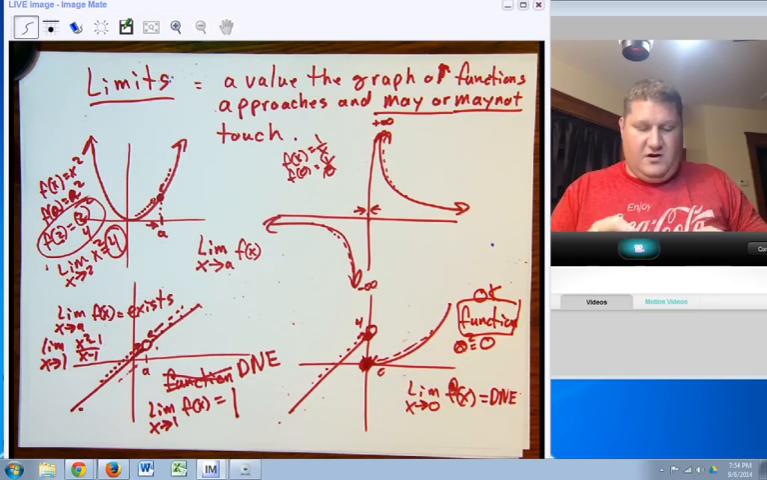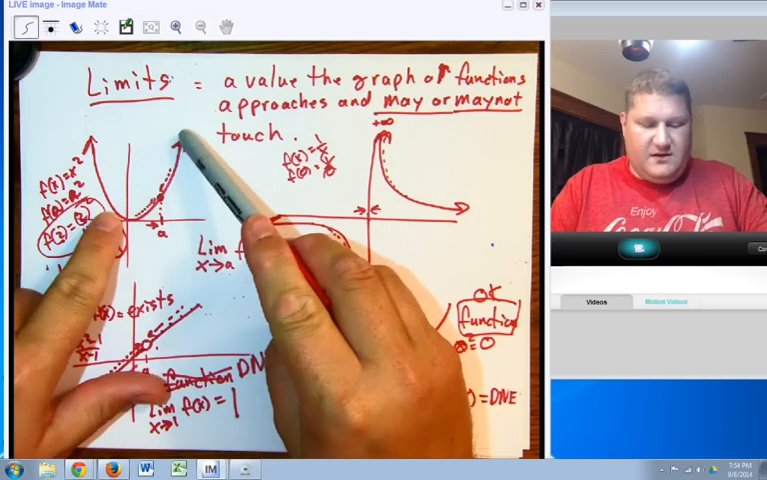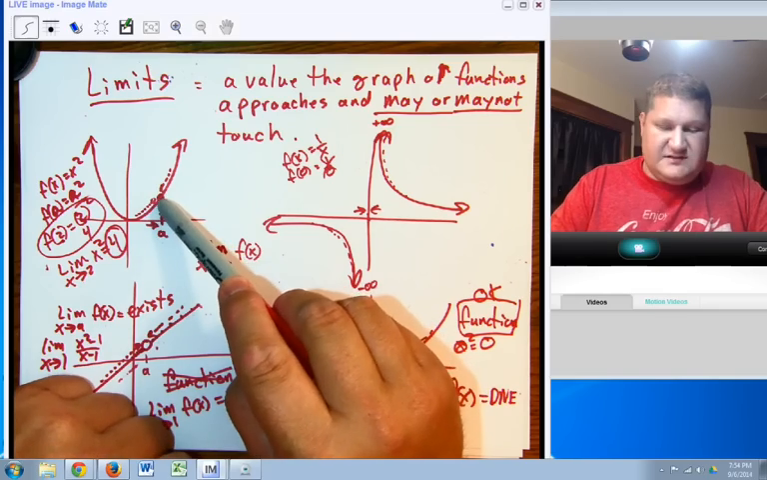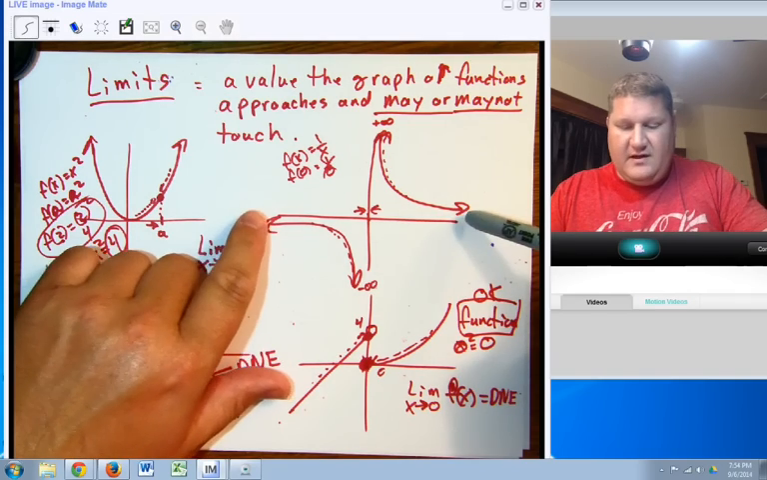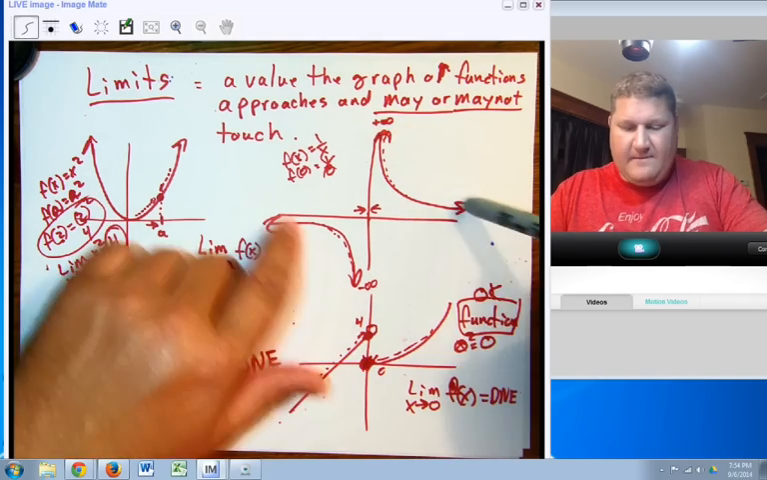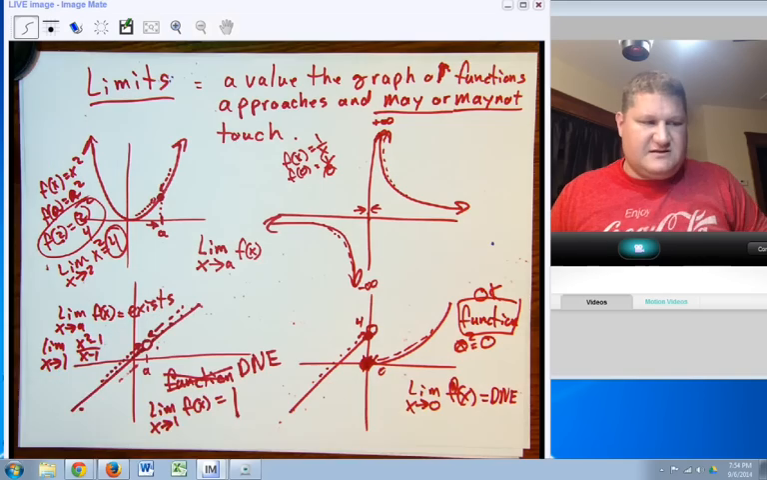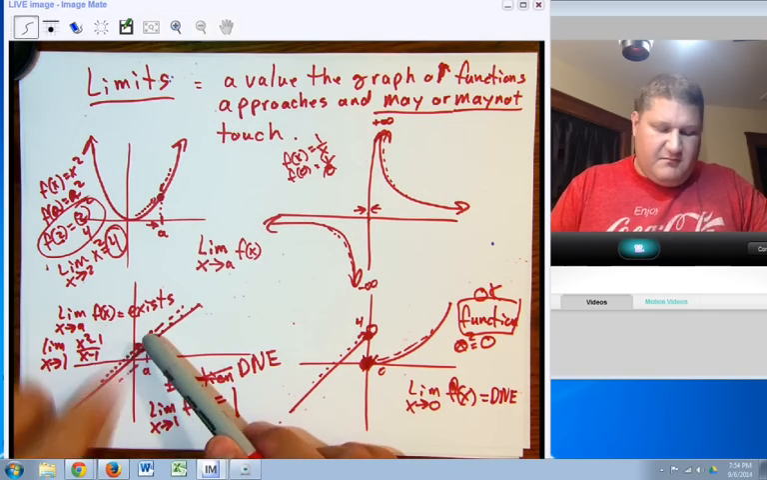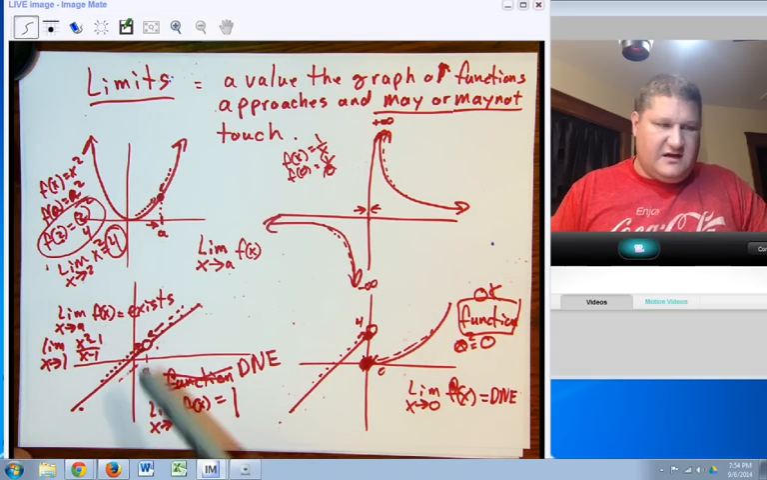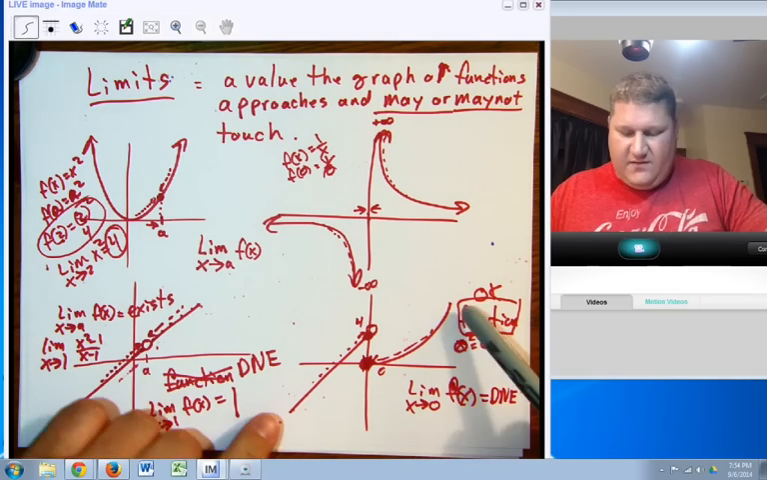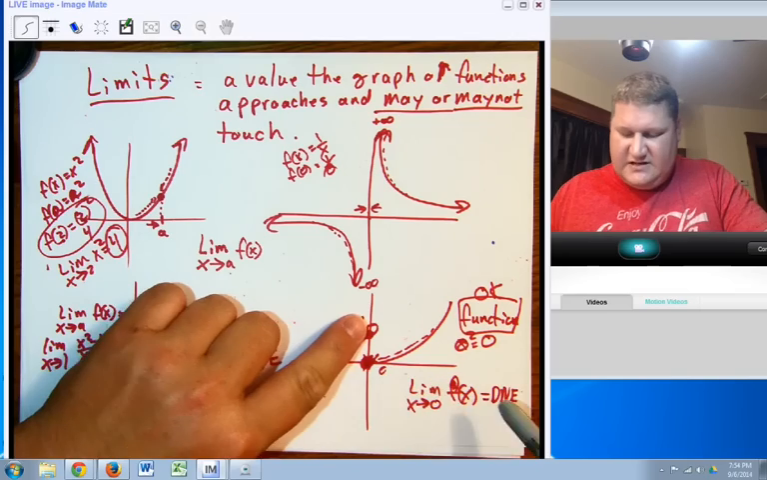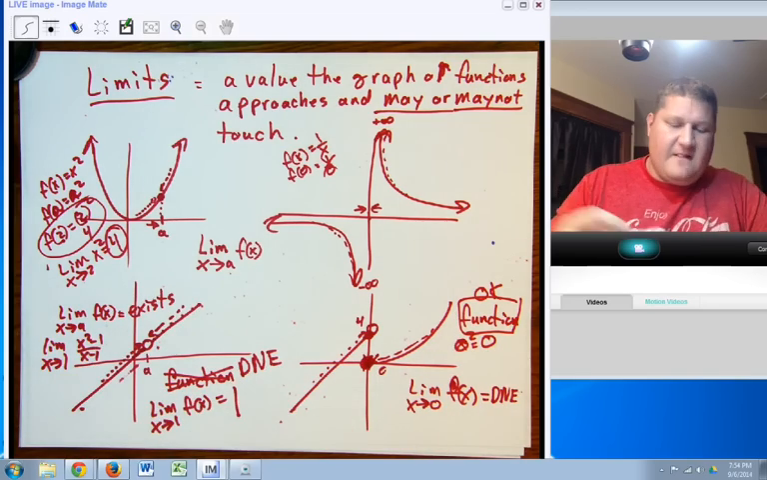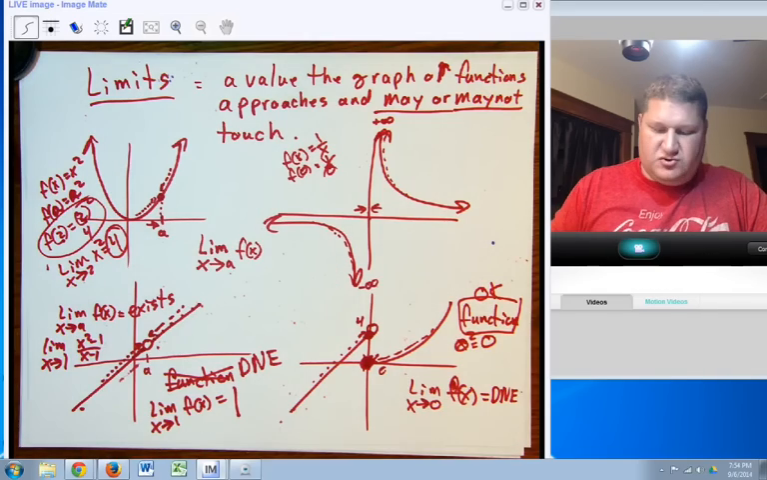So let's review very quickly. Here, the limit as it approaches exists, and the function also exists there. Here, the limit does not exist because they disagree, and the function doesn't exist because there's an asymptote. In this case, the limit exists, but the function isn't there when you get there. It's like a rainbow and the pot of gold. In this case, the function definitely exists here, but they go to different places from each side, so the limit doesn't exist. So we have all sorts of issues going on here.